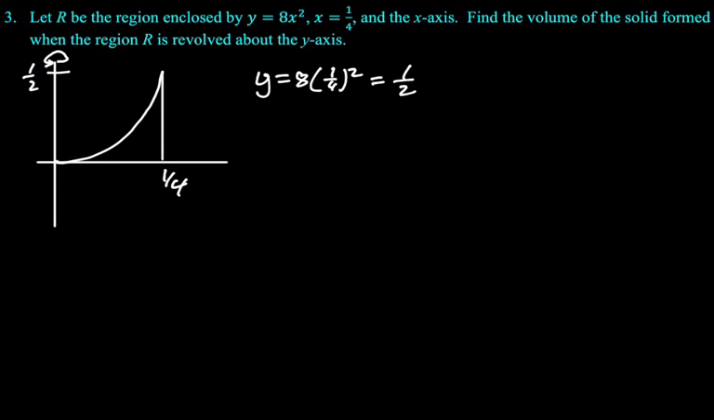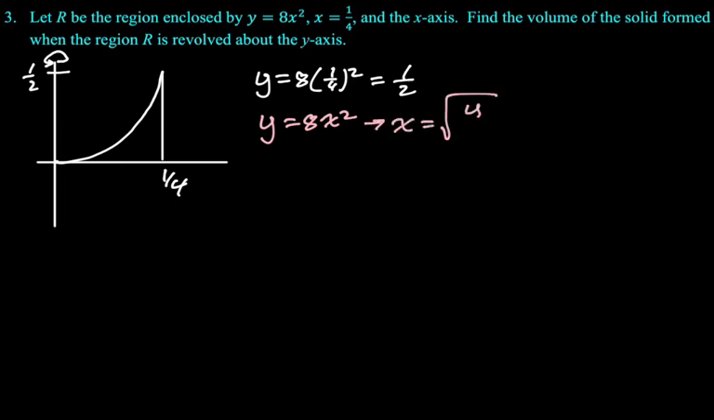When you're going around the y-axis, you need your y bounds, so you need to go from y equals a to y equals b, and then your rightmost curve and your leftmost curve. So it changes your perspective. So I need to solve this for x so that I have my function in terms of y.